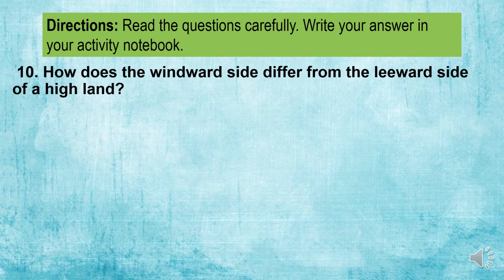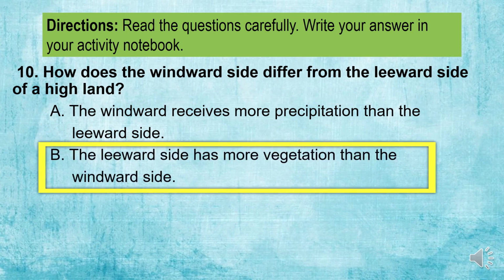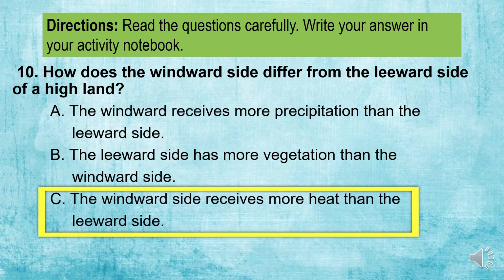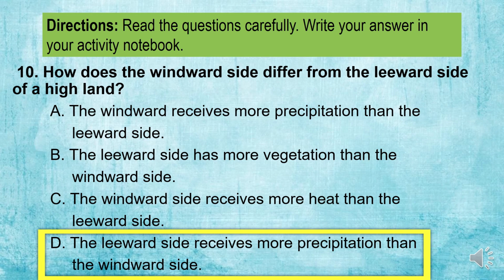10. How does the windward side differ from the leeward side of a highland? A. The windward receives more precipitation than the leeward side. B. The leeward side has more vegetation than the windward side. C. The windward side receives more heat than the leeward side. D. The leeward side receives more precipitation than the windward side.